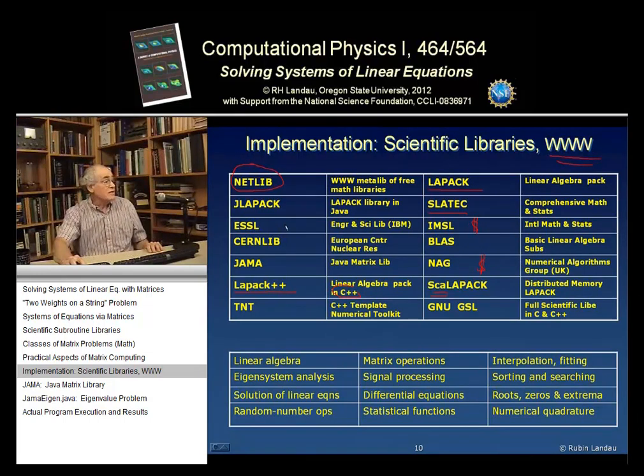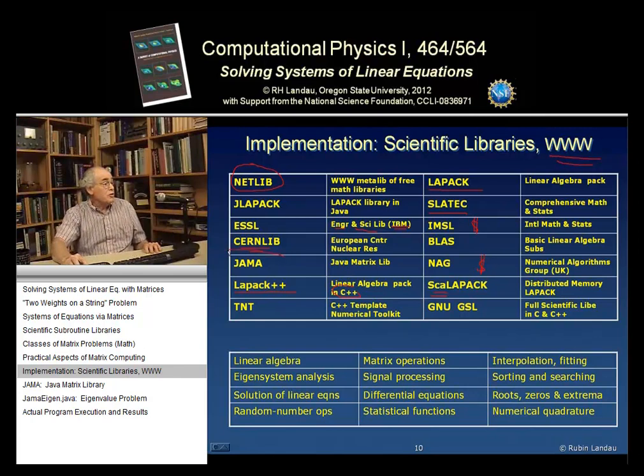Other ones, like ESSL, the Engineering Scientific Subroutine Library, used to be proprietary for IBM machines. Now you can get it free on the web, but it tends to be implemented only for IBM machines. But if you're on an IBM machine, you can use this as well. CERNLib, from the European Center for Nuclear Research, is an excellent collection, very high-powered. If you're doing particle-type analysis, it's wonderful to get.